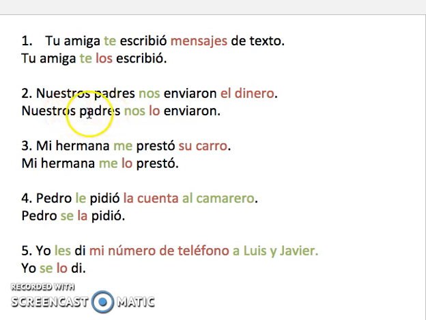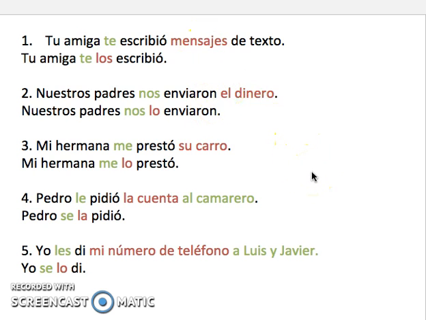Aquí tenemos, nuestros padres nos enviaron el dinero. So our parents sent us the money. So to say they sent it to us, vamos a decir nuestros padres nos lo enviaron. Okay, and those two sentences were in the preterite.